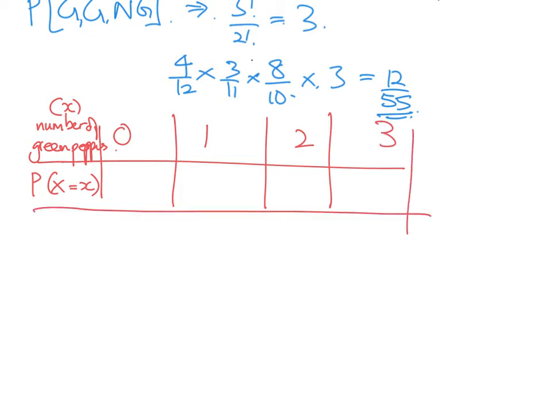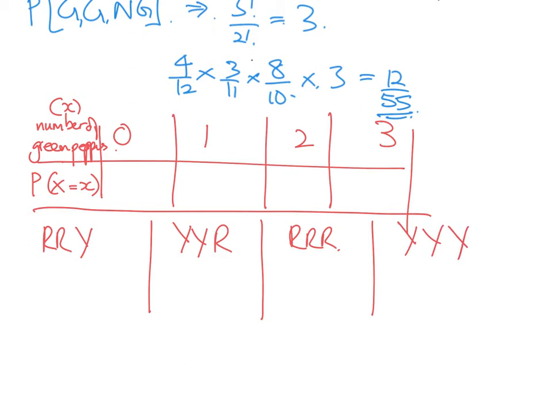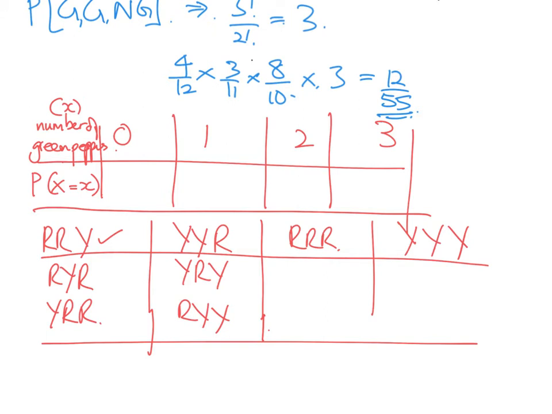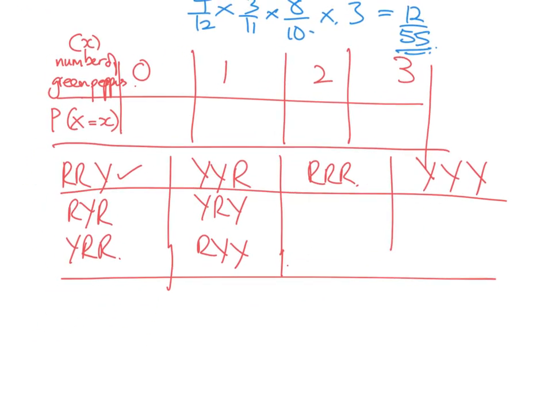Let's look at when there's no green pepper at all. If there's no green pepper, there should be two red peppers and one yellow, or two yellows and one red pepper, or all red, or all yellow. These are the four possibilities, but each you can arrange in different orders. So RRY, RYR, YRR, and likewise YYR, YRY, RYY. If I can find one, then I can just multiply that by three, because all three will give you the same probability.